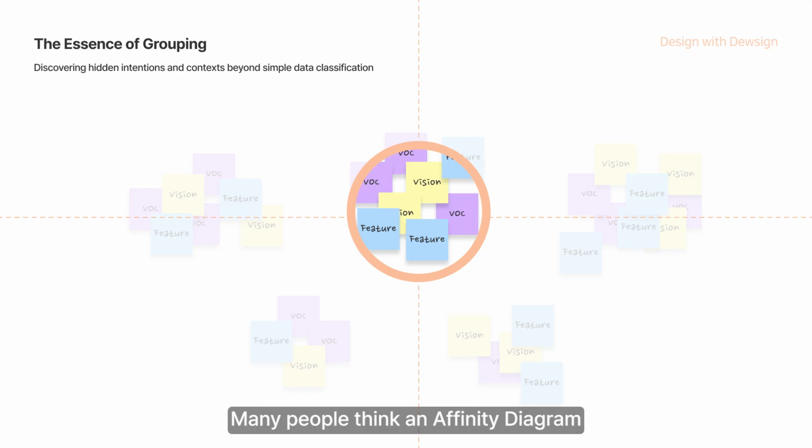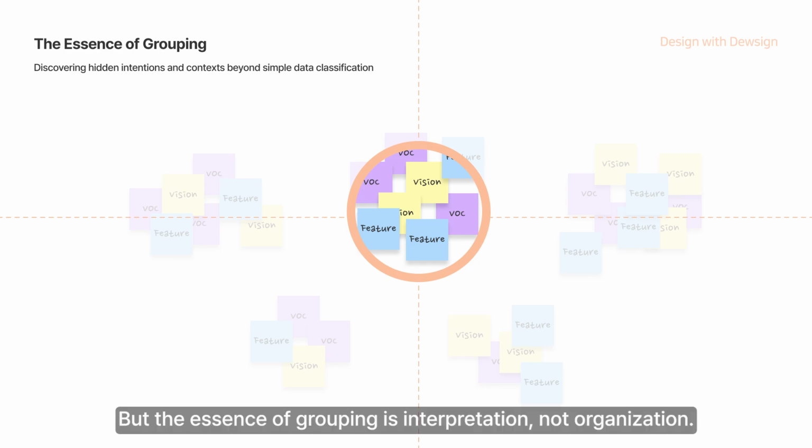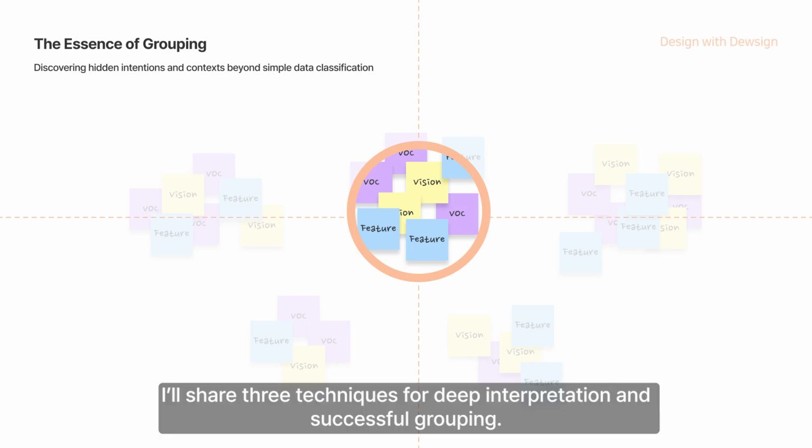Many people think an affinity diagram is just about organizing similar sticky notes, but the essence of grouping is interpretation, not organization. If you simply group them by payment or delivery, it becomes just an index, not a resource for principles. I'll share 3 techniques for deep interpretation and successful grouping.